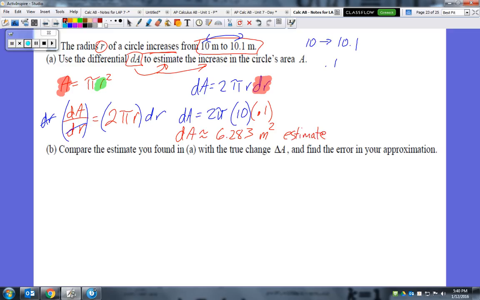This is the estimate. How do we know it's the estimate? Because it is based upon the differential that we're looking at. Okay, the differentials, the infinitesimals.